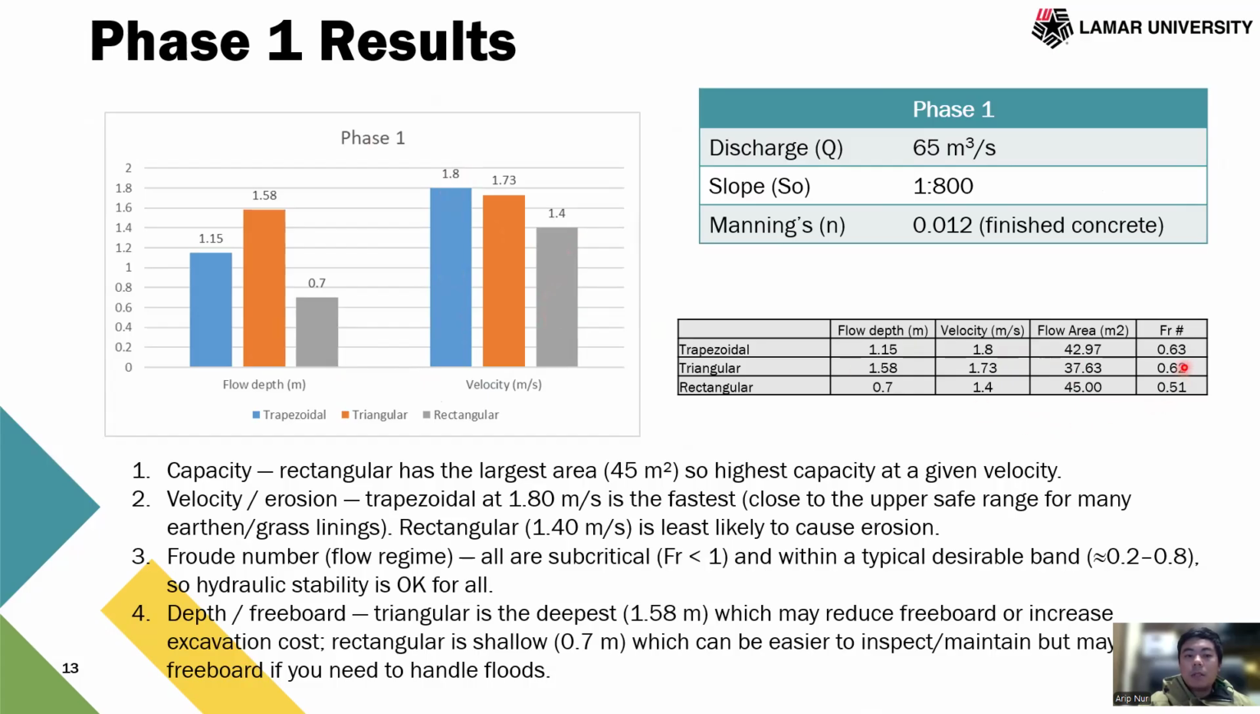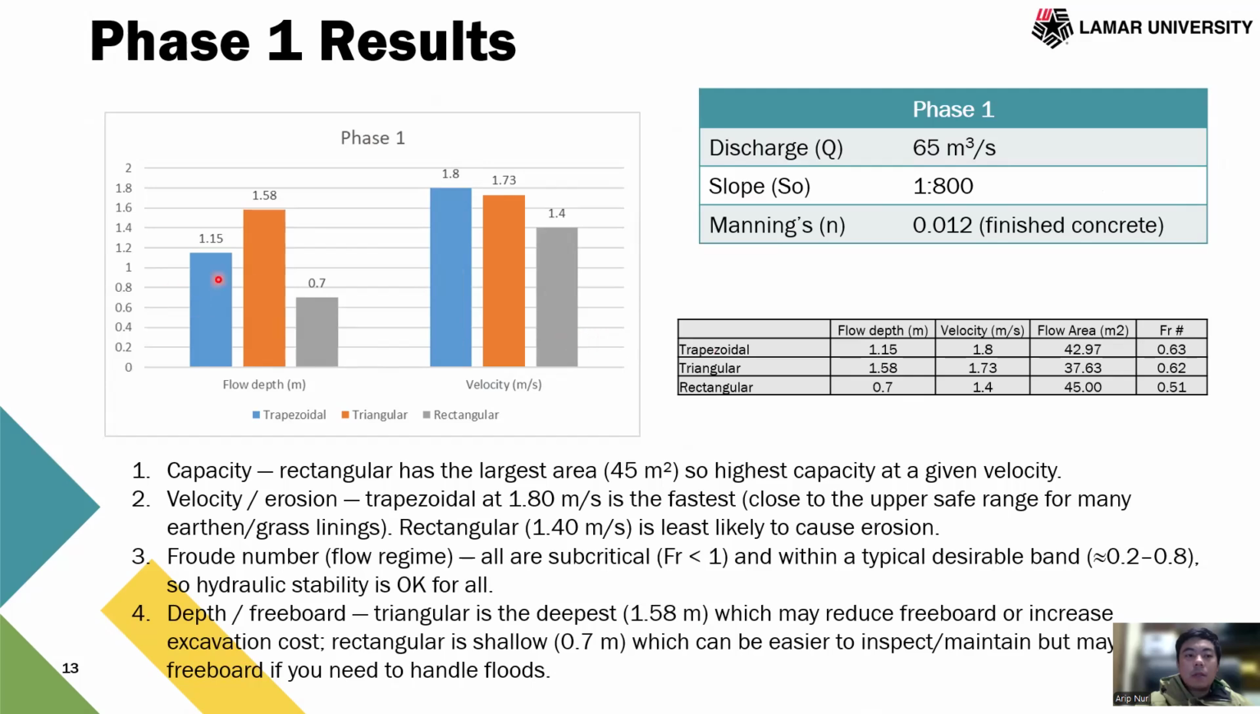How about the Froude number? We know that if we have a Froude number less than 1, the flow will be subcritical, and all three shapes have a Froude number less than 1. So all the shapes have subcritical flow and are within the typical desirable band. So the hydraulic stability is okay for all.